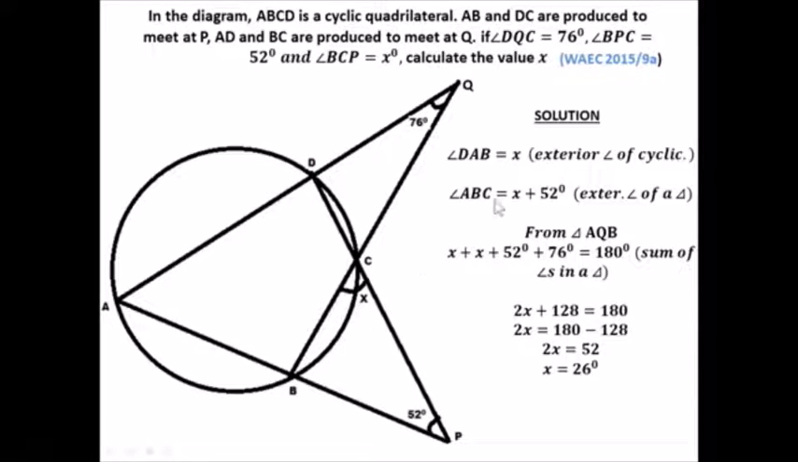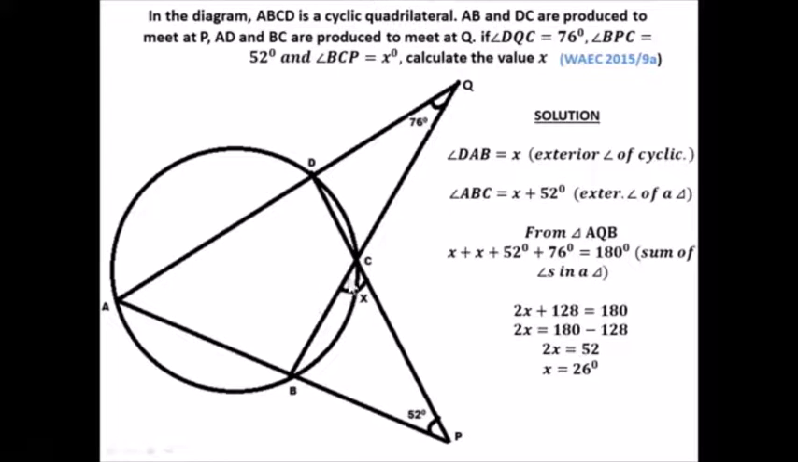If you look at it, this angle x here and this angle A here have a relationship, because this angle x here is the exterior angle to this angle A. So the exterior angle of a cyclic quadrilateral is equal to the opposite interior angle. That means angle DAB is x degrees. And that's what you have here: the exterior angle of a cyclic quadrilateral is equal to the opposite interior angle.